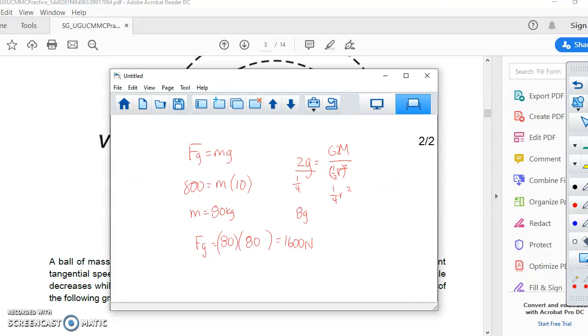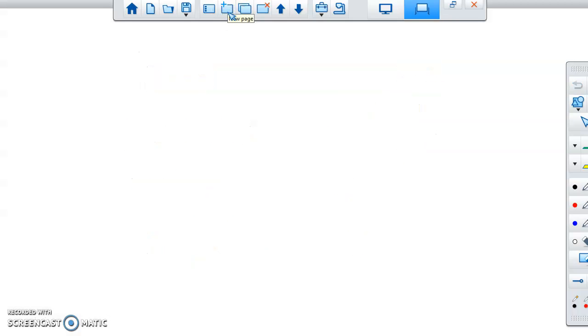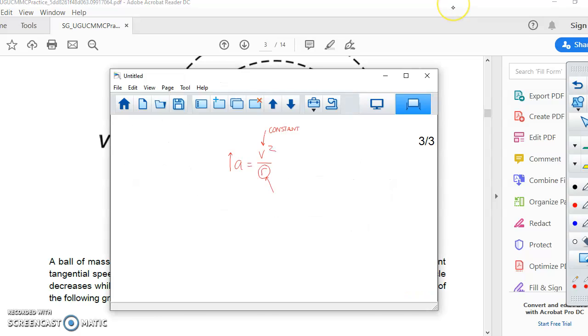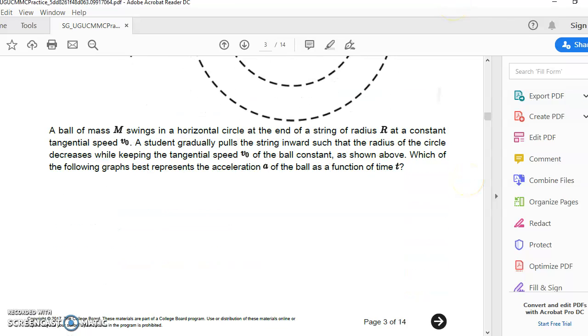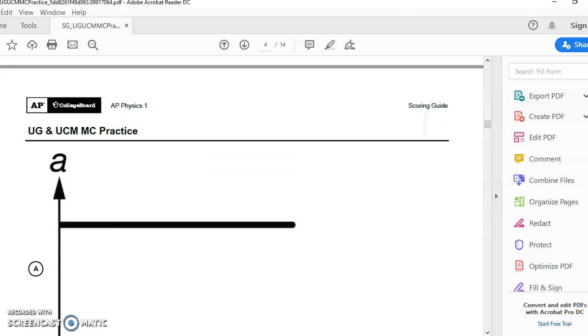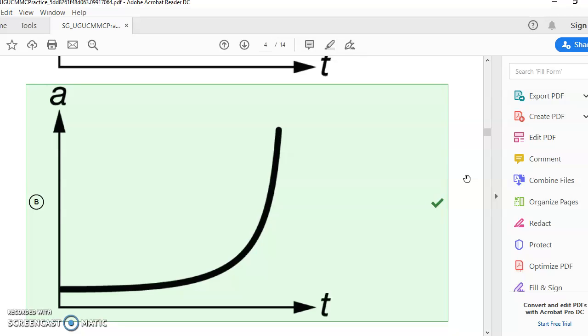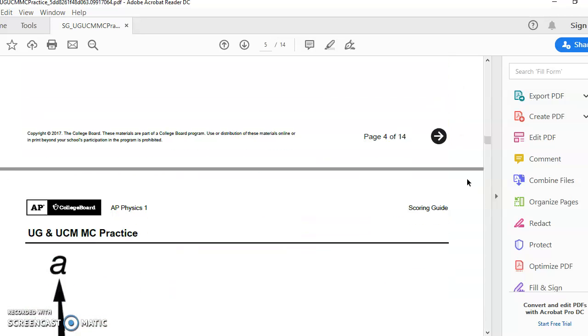So, just to show you a visual of this, we have acceleration is equal to v squared over r. So if you're keeping v constant but you're changing r, you're actually making it smaller. So as r gets smaller, the acceleration is going to get bigger, as you keep the speed the same. So the acceleration is not going to stay constant. It's actually going to get bigger and bigger. And so that's why B is correct.